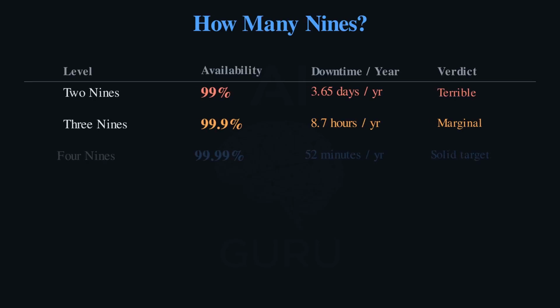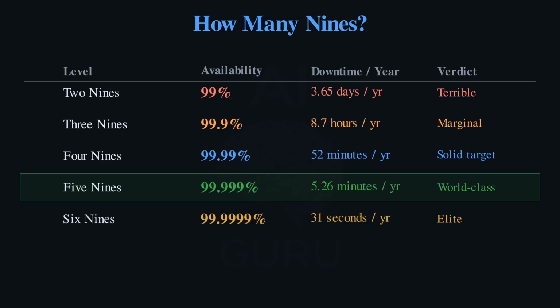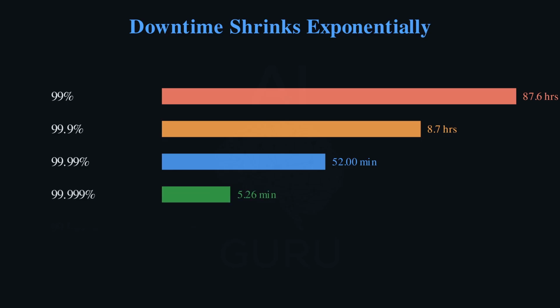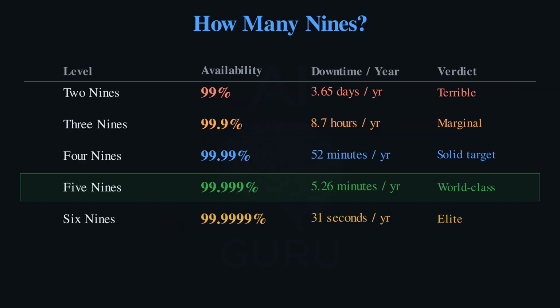Okay, so let's add a 9. 99.9%, 3 nines. Now your downtime drops to about 8.7 hours per year. That's better, but still almost a full workday of an outage. It's acceptable for some services, but probably not for your critical infrastructure. So we go to 4 nines, 99.99%. Now we are talking about 52 minutes of downtime per year. Less than an hour a year. That feels like a really solid target.